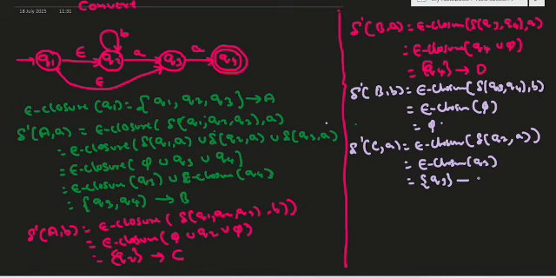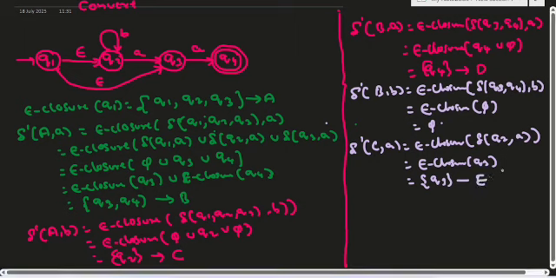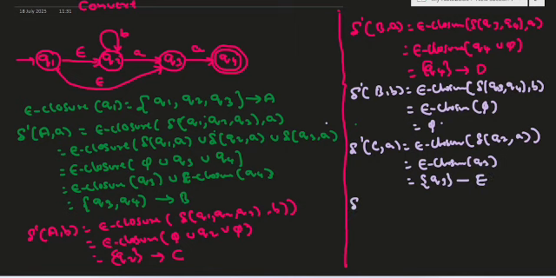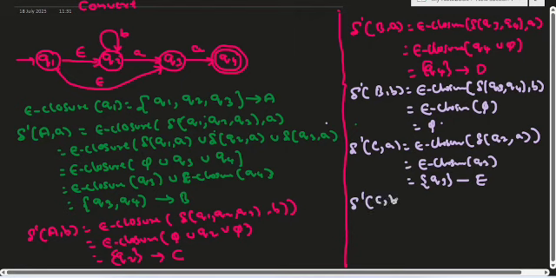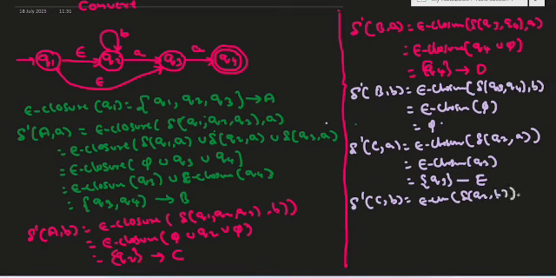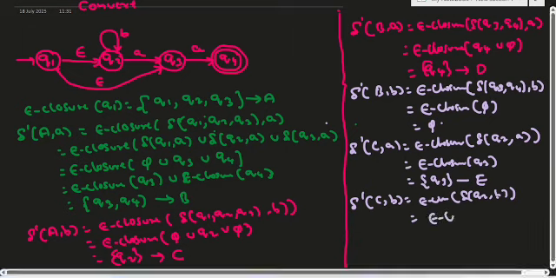Now we'll make this state as state number E. So now delta dash of C comma B, epsilon closure delta of Q2 comma B. So Q2 comma B will be resulting in Q2 itself. So epsilon closure of Q2, we have already got this answer. Epsilon closure for Q2 we get C. So that is equivalent to C now.